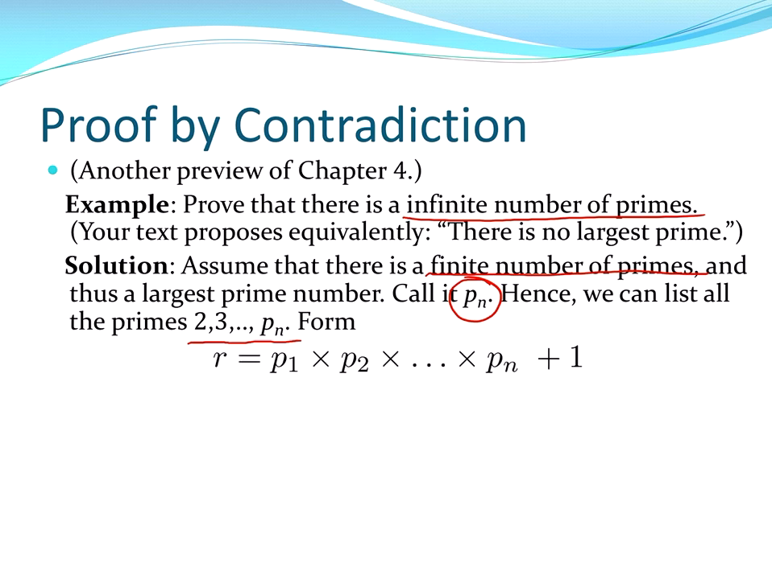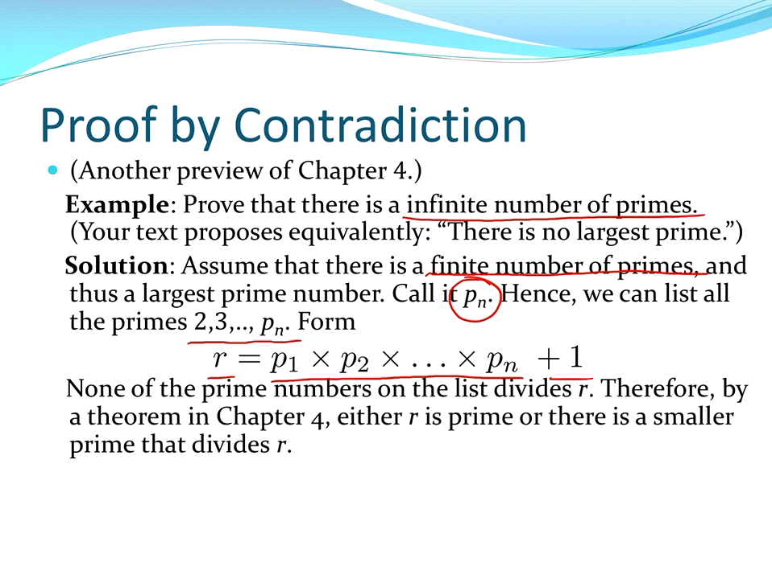I'm going to create a new number called r, which is the product of all of my primes. I'm going to add 1 to that product. Well, there are 2 things that could be true about r. First of all, we note that none of these primes can divide r, and therefore r is either prime or there is a smaller prime that divides r.